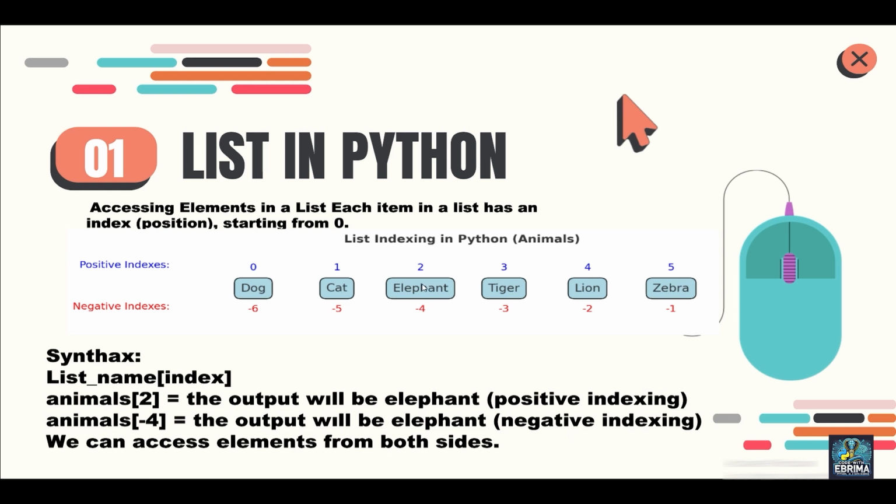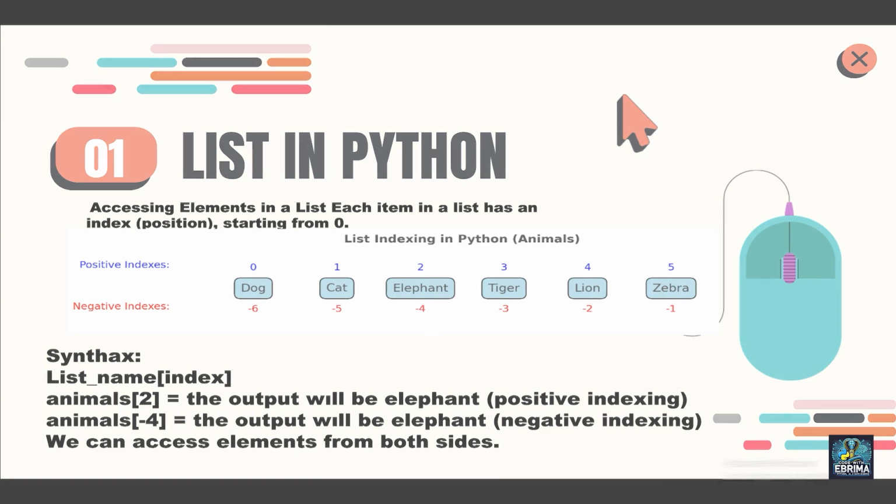How about if you are using negative indexing? Then it will be -4. You call the list, you have your square bracket, and you input -4 here. So this is the negative indexing. However, if this is not clear, let's go to the coding side and take a closer look at it.